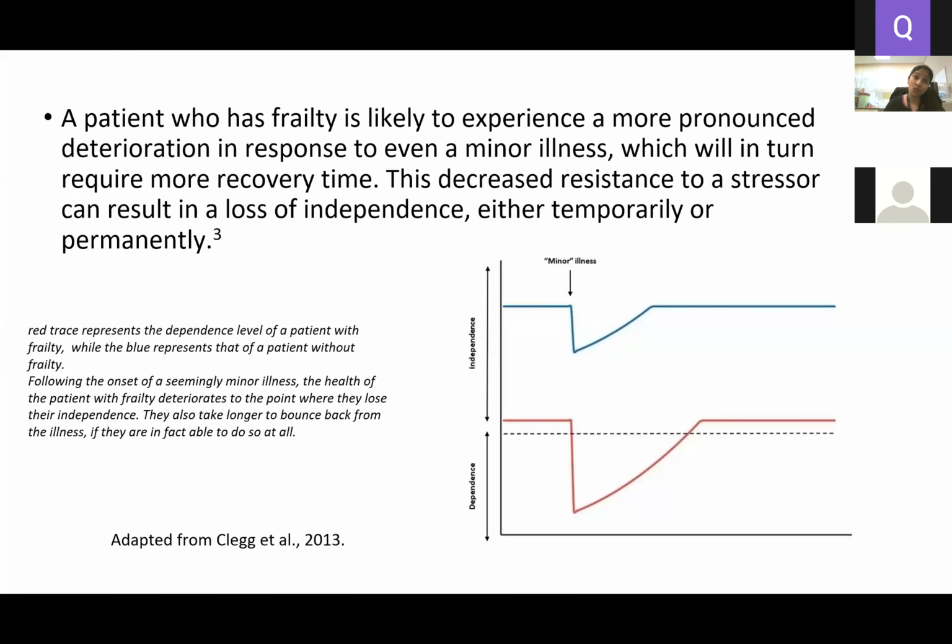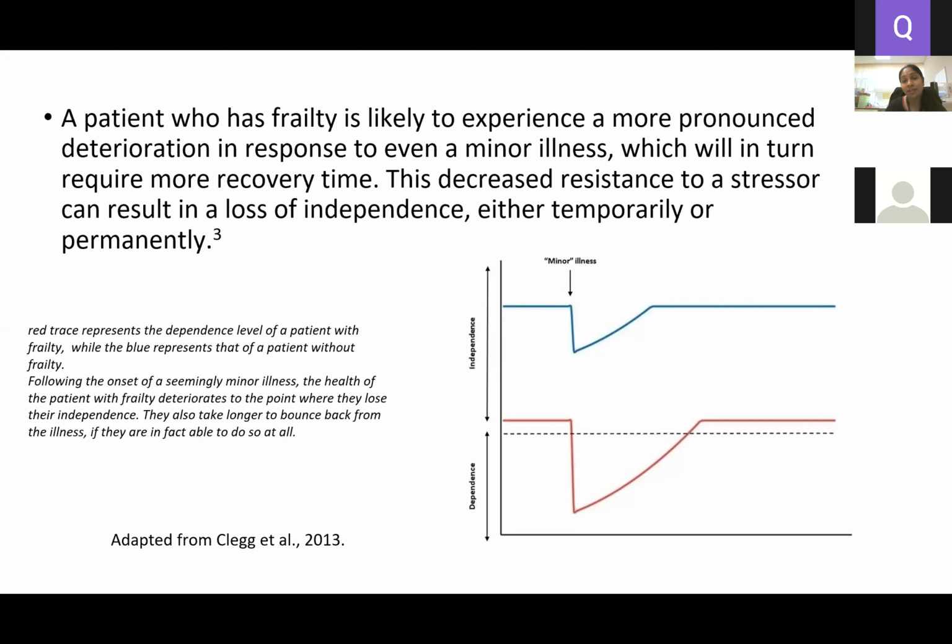So why is this important? Why is it important for us to pick up who has frailty and who does not? Somebody who has frailty is more likely to have more pronounced deterioration in response to even a minor illness. If you look at the graph, the blue line is for somebody who has no frailty and the red line is somebody with frailty.